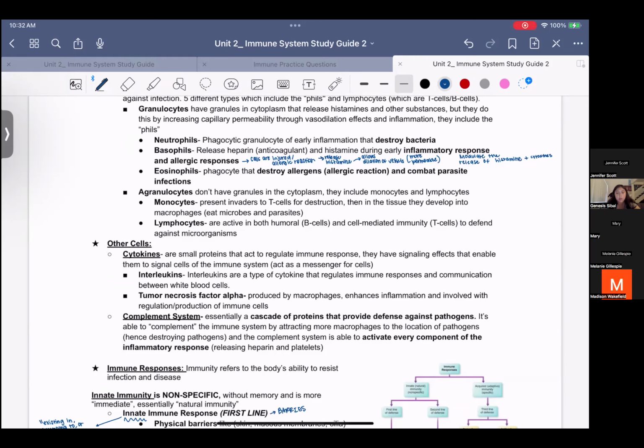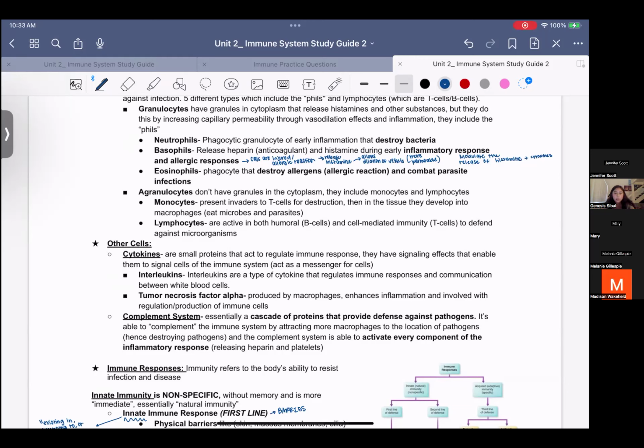So you don't really need to know that, and we'll talk about that in a second, about what it means in terms of vasodilation, histamine, inflammation, and the infection response that usually the body gives. But I would just know that granulocytes, we're talking about the phils in that situation. So neutrophils, basophils, eosinophils, and then when we're talking about agranulocytes, we're talking about just the other ones, right? So the phils and then the other ones.